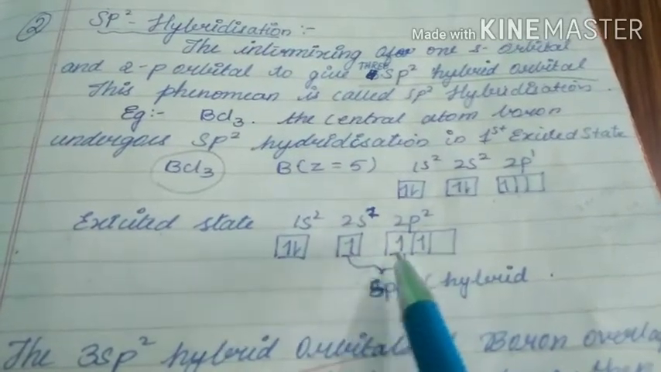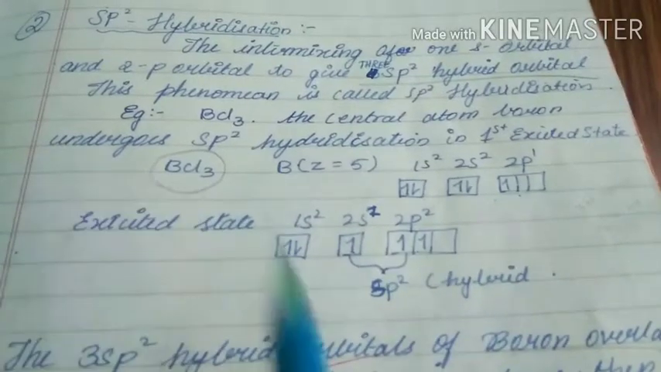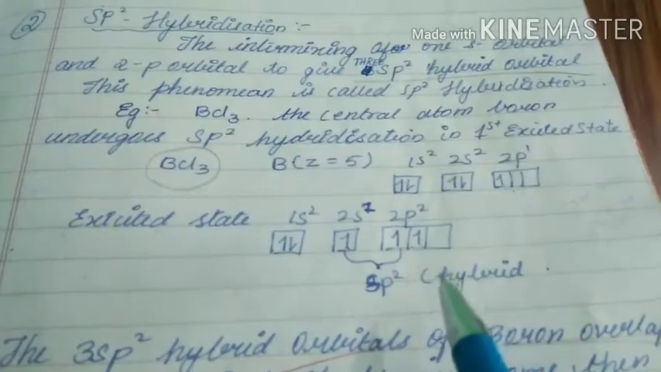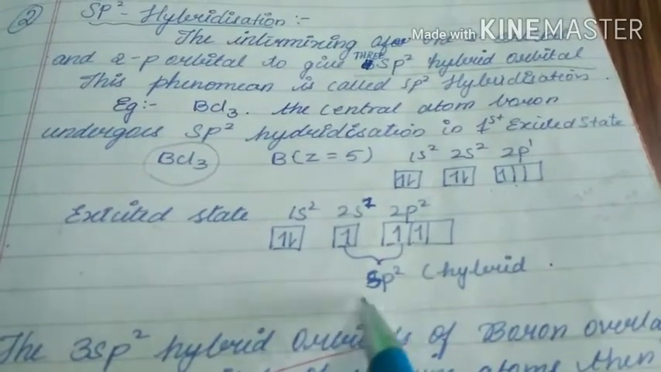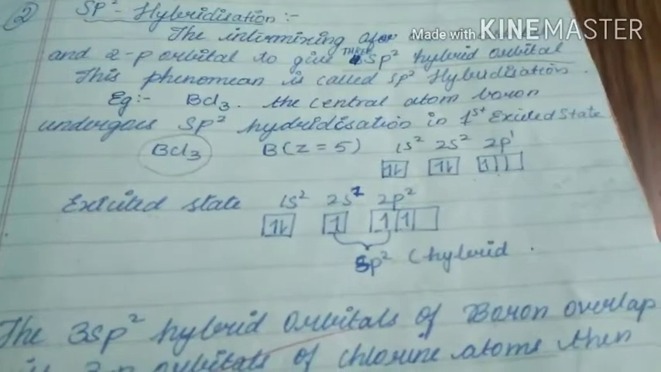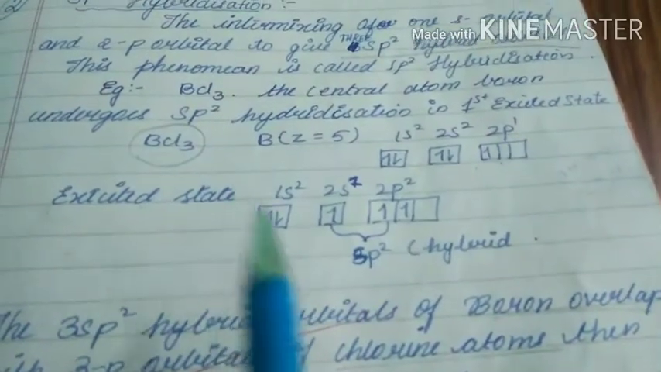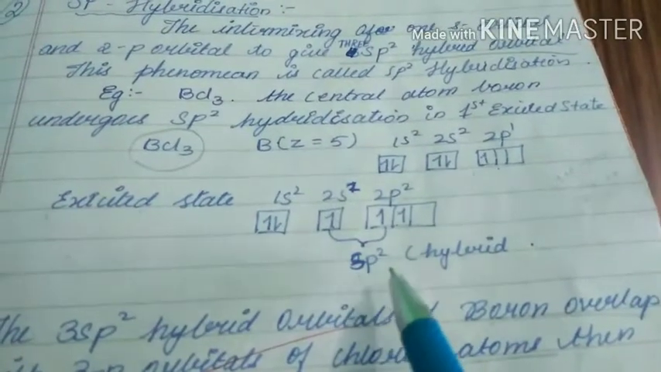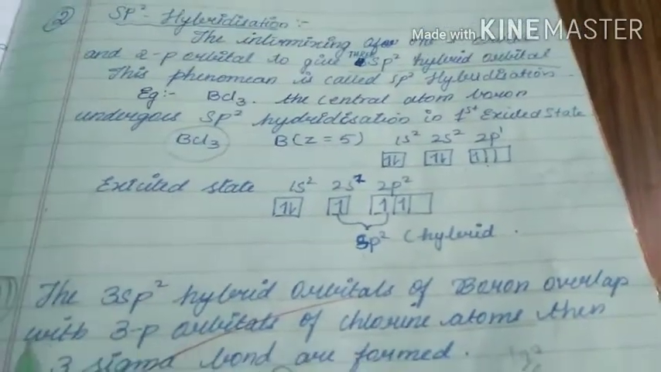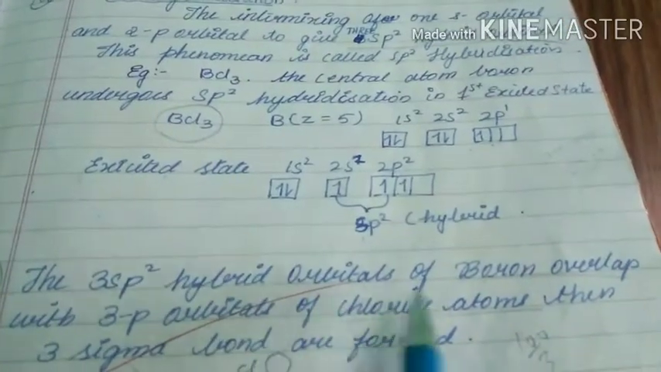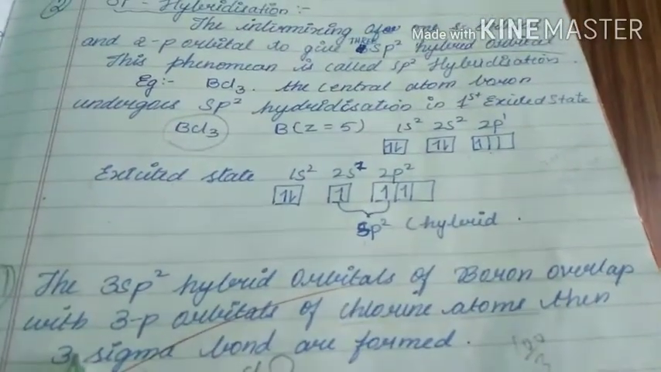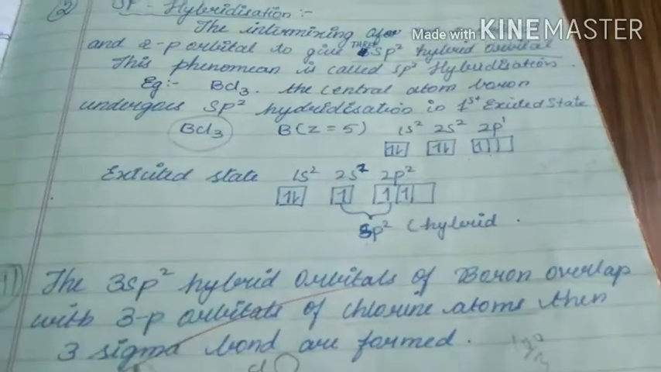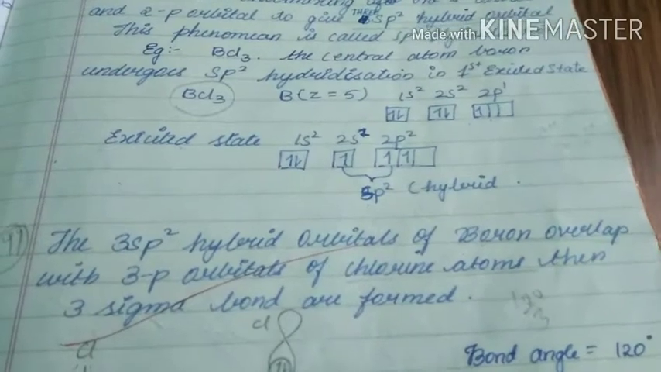That means 2s and 2p orbitals of boron undergo intermixing. Then 3 hybrid orbitals are formed. Those are called what? sp2. Now boron contains how many hybrid orbitals? 3 hybrid orbitals. Those are represented by sp2. Now these 3 sp2 hybrid orbitals of boron overlap with 3 unpaired electrons of p orbitals of chlorine atoms. Then 3 sigma bonds will be formed.